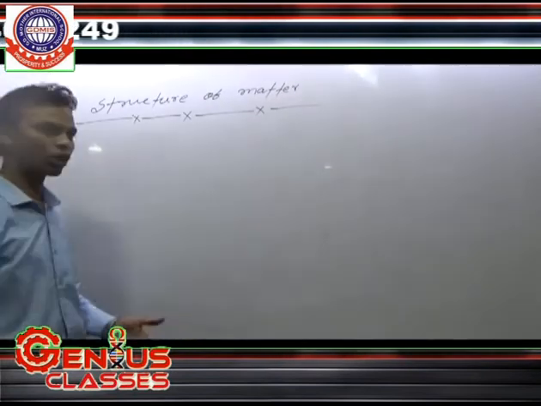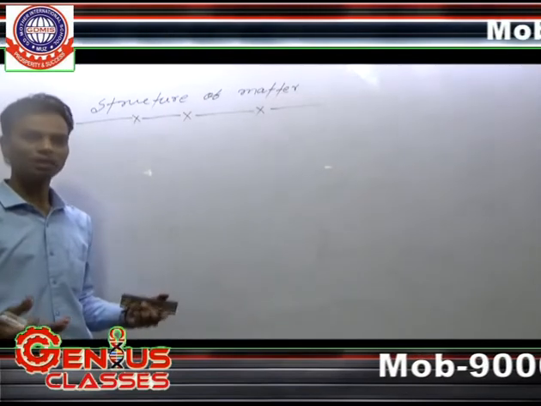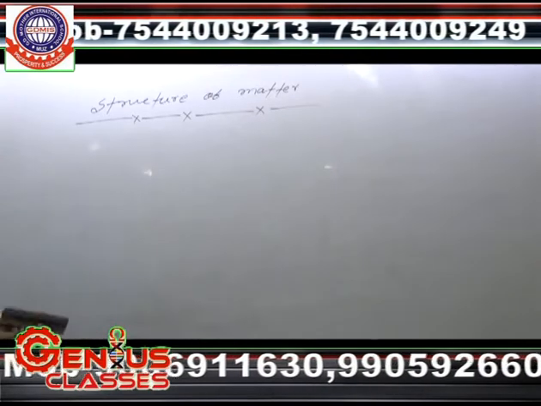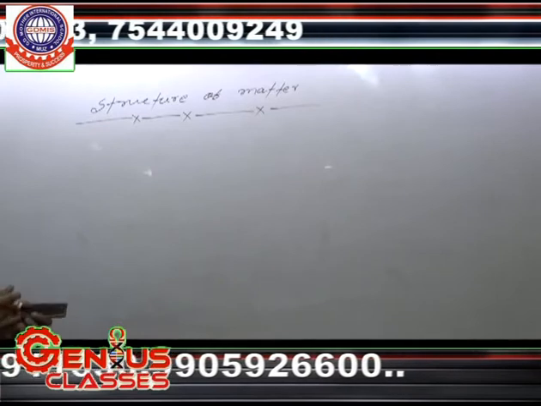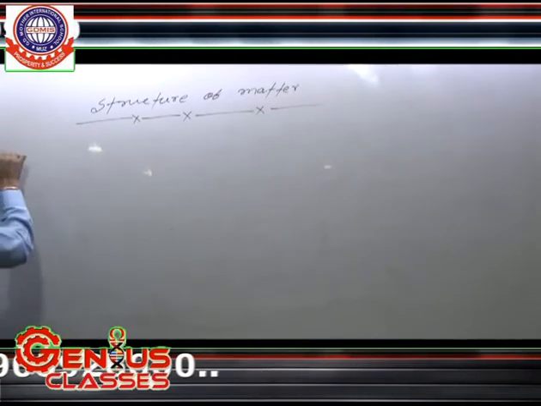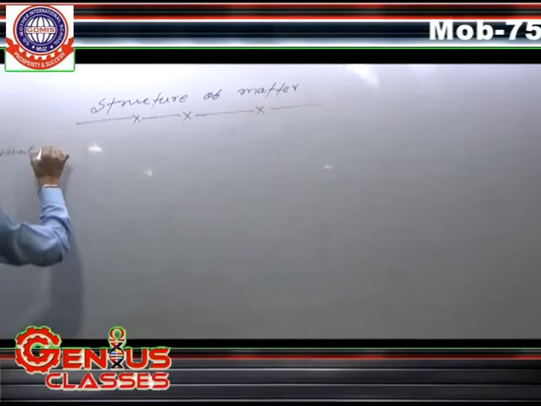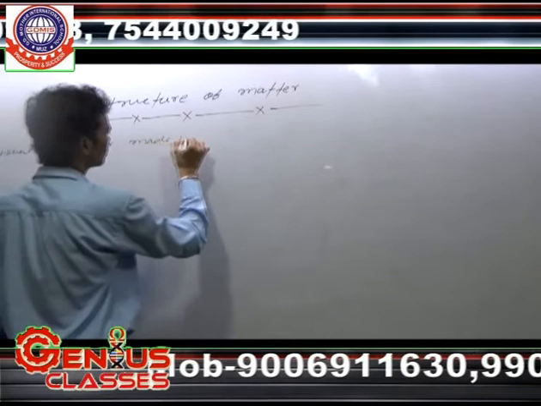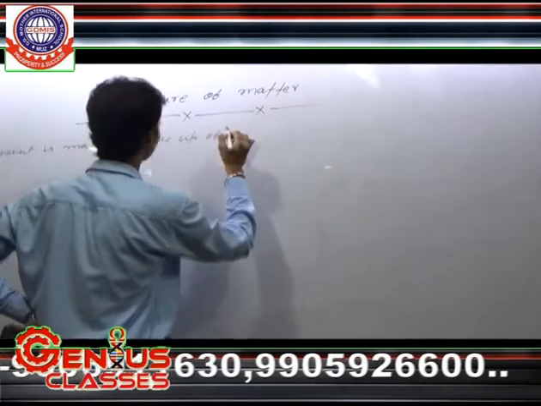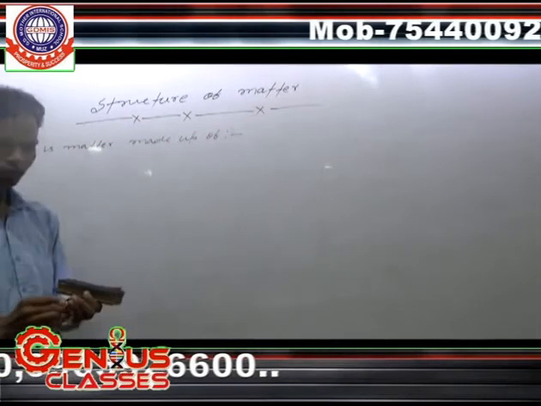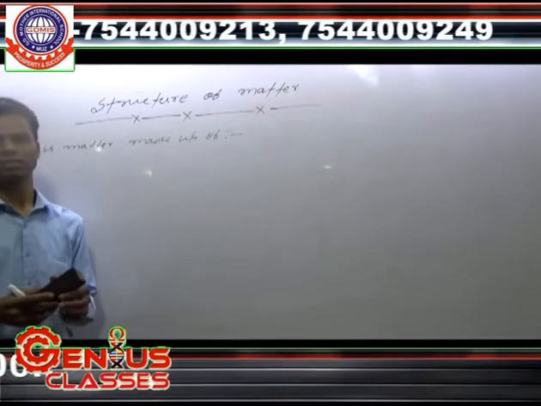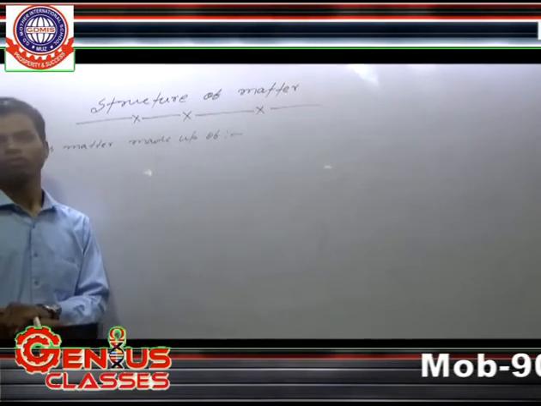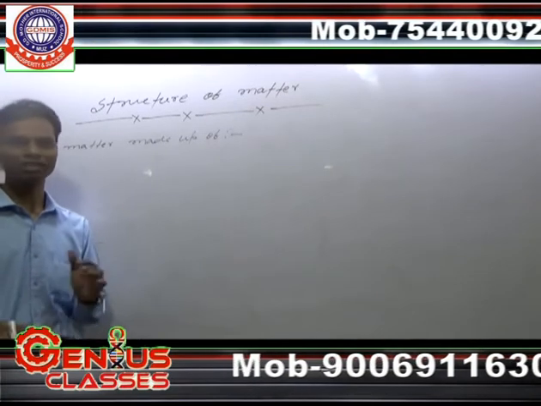Now our next topic will be: what is matter made up of? What is matter made up of? Actually, all matters are made from very tiny particles, the smallest particles.